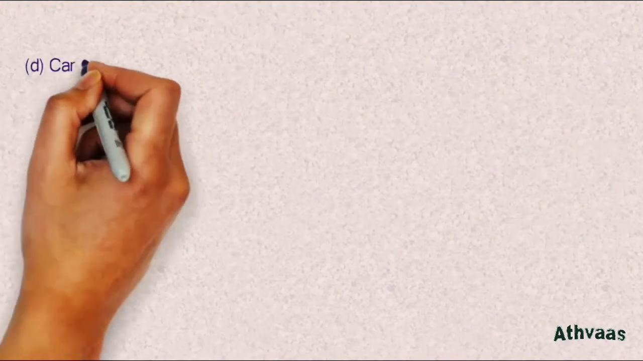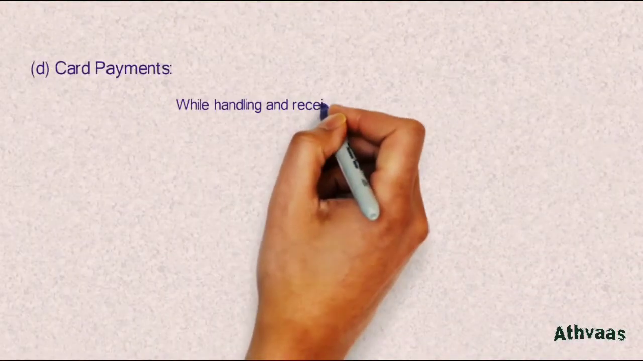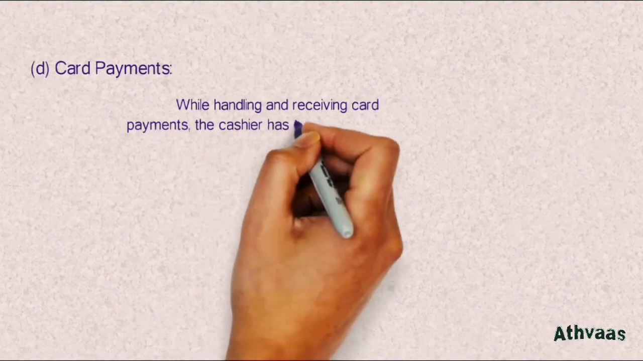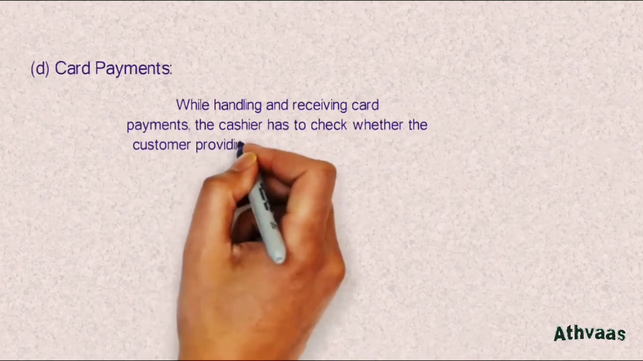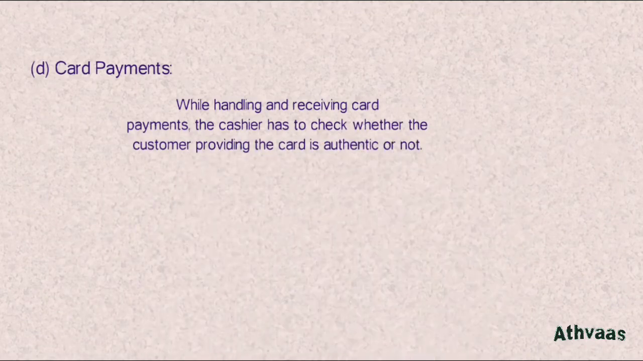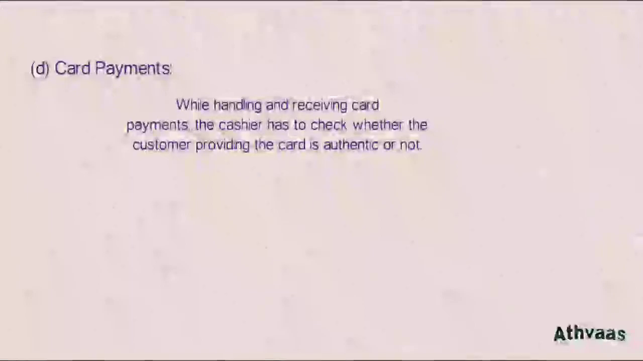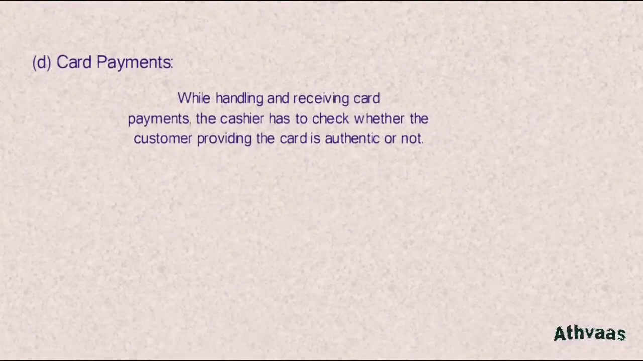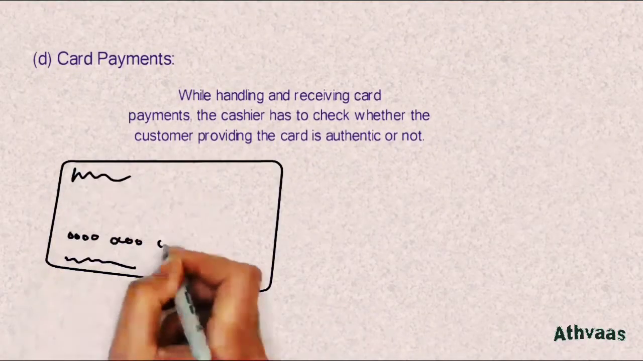And the most important method of payment in organized retail is card payments. We make payments through debit cards, credit cards, shopping cards. We use different types of card payments. And the cashier has to make clear whether the card provided by the customer is authentic or not.